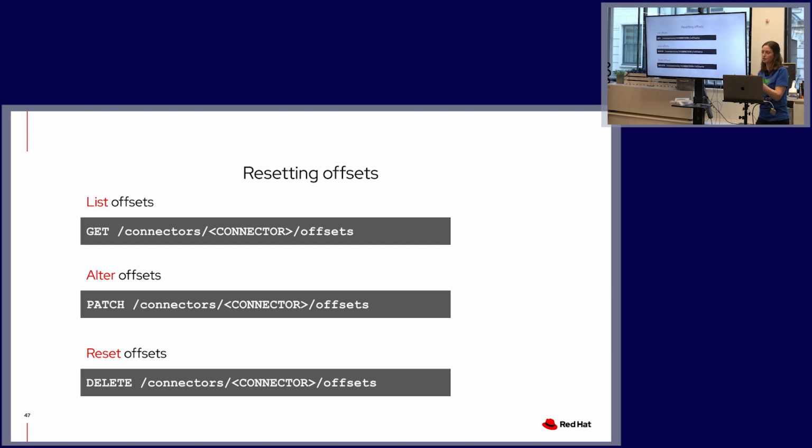So the first thing you do is you call stop and stop your connector, and then you can do these. So you can obviously list offsets while the connector's running, but you can alter the offsets and then reset the offsets with delete as well. These were all added in Kafka 3.6. So the listing and the stop was, I think, in Kafka 3.5, but these two were added in 3.6.